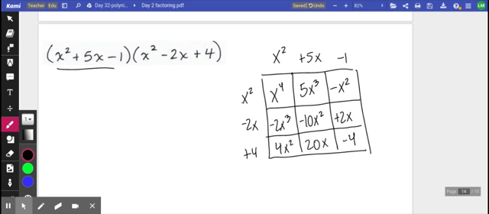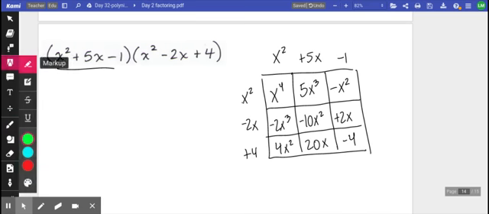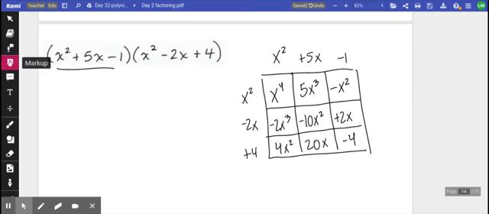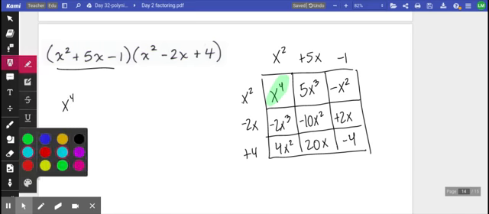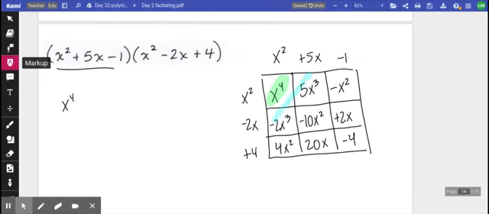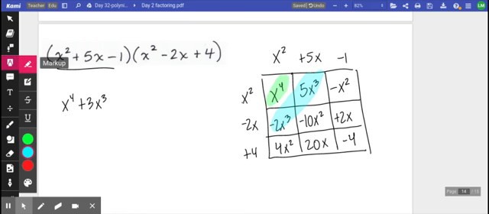Now, we have 1, 2, 3, 4, 5, 6, 7, 8, 9 terms, which we need to write out and combine like terms, but it's a little easier than that because you can see a pattern evolving here, where this square here is my only x to the 4th. All my x to the 3rds are diagonal to each other. So I have negative 2 plus 5 is plus 3 x to the 3rds.